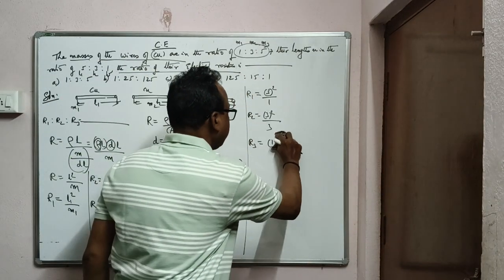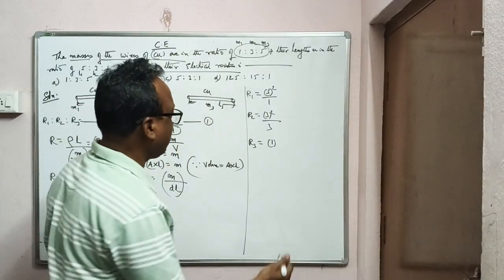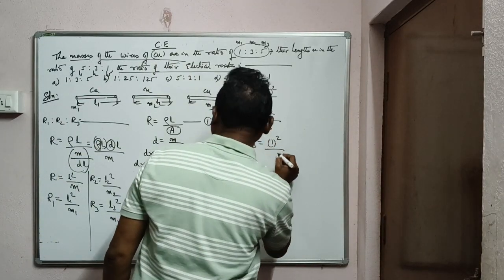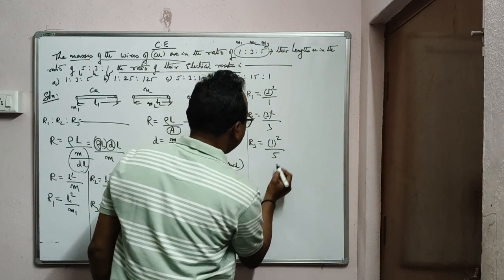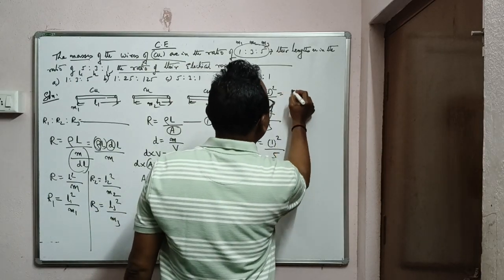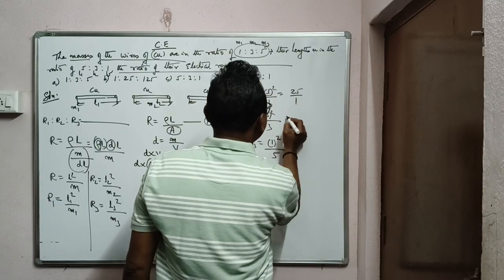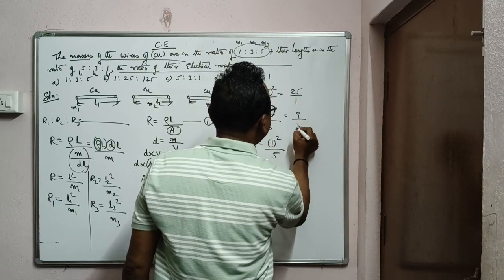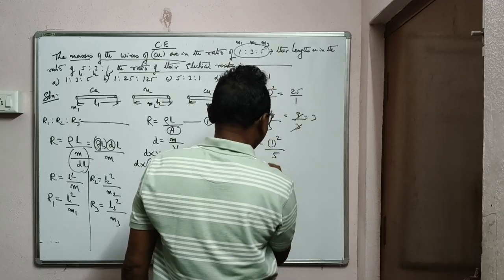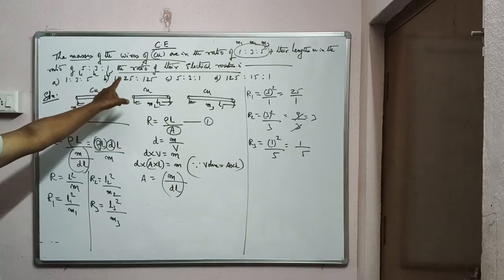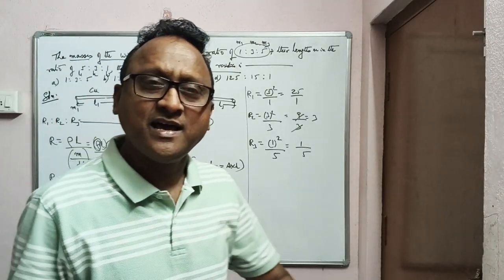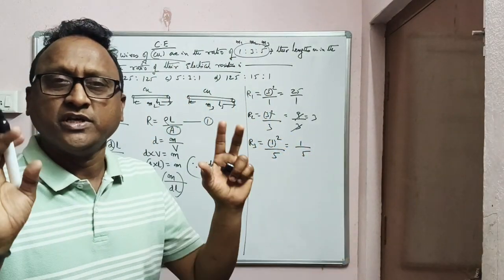Are you following the points here? Simple maths and maths formula. 1 square by M3, M3 is 5. Now what are these values? 5 square is 25 by 1. 3 square is 9 by 3, that is 3. Likewise 1 square by 5 is 1 by 5. So the ratio of the electrical resistance, R1 is to R2 is to R3.